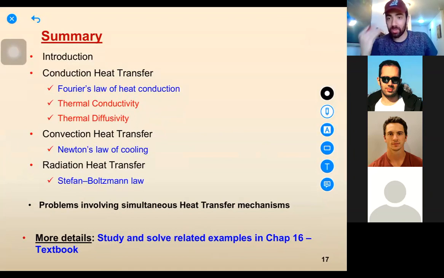So basically, it was a summary. It was the whole thing we had for radiation. We have Fourier's law of heat conduction for conduction. We have Newton's law of cooling for convection, and we also have the Stefan-Boltzmann law for radiation. There were also some terms for conductivity and convection.